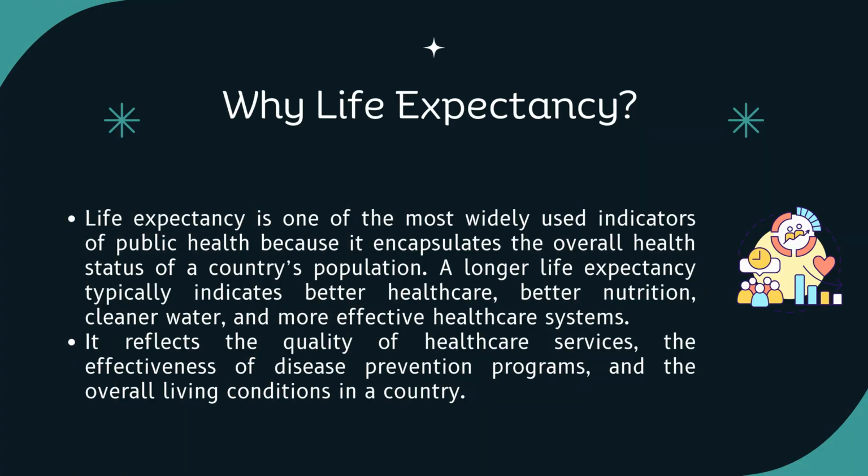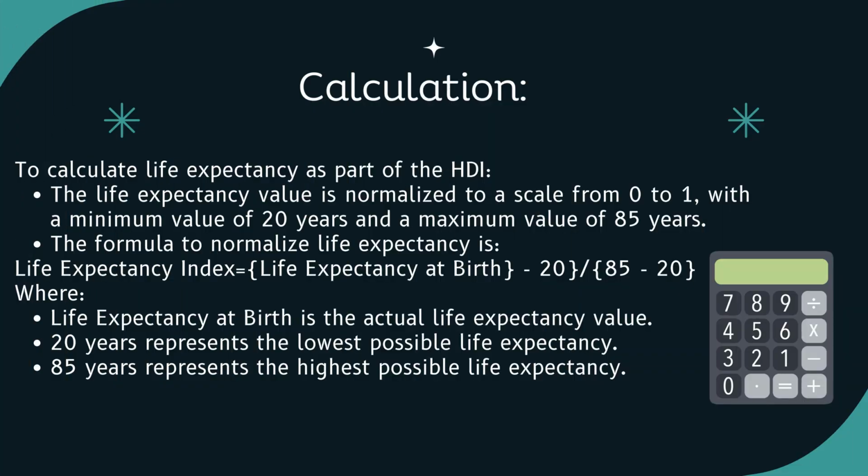Why life expectancy? Life expectancy is one of the most widely used indicators of public health because it encapsulates the overall health status of a country's population. A longer life expectancy typically indicates better healthcare, better nutrition, cleaner water, and more effective healthcare systems. It reflects the quality of healthcare services, the effectiveness of disease prevention programs, and the overall living conditions in a country. Calculation: to calculate life expectancy as part of the HDI, the life expectancy value is normalized to a scale from 0 to 1, with a minimum value of 20 years and a maximum value of 85 years.